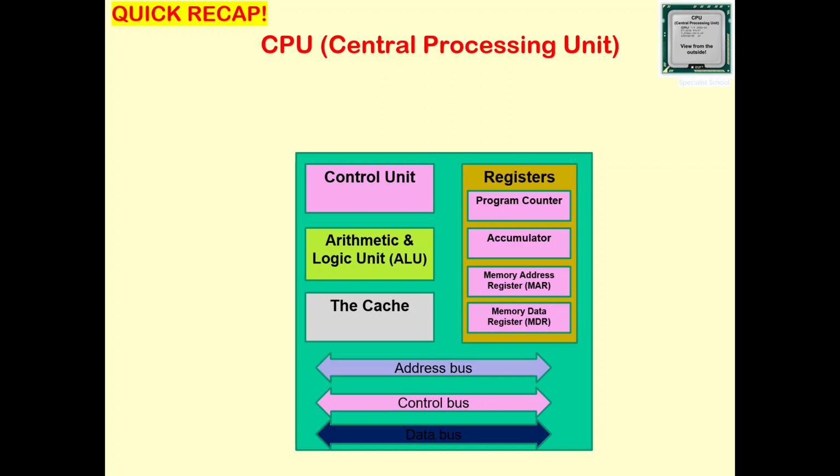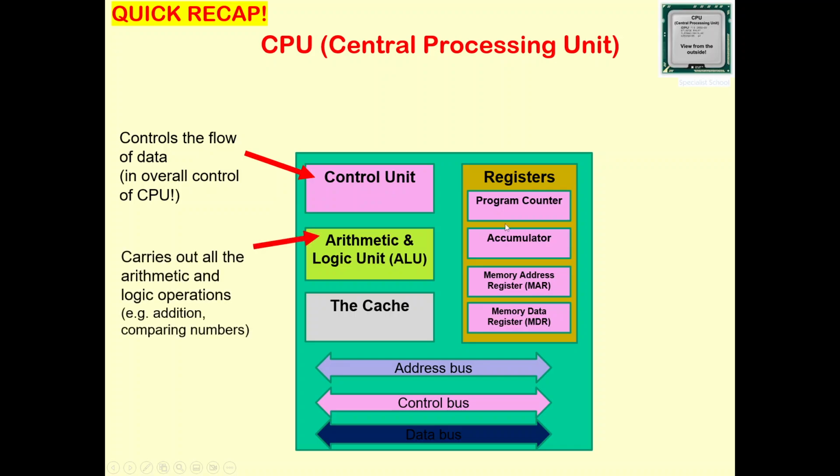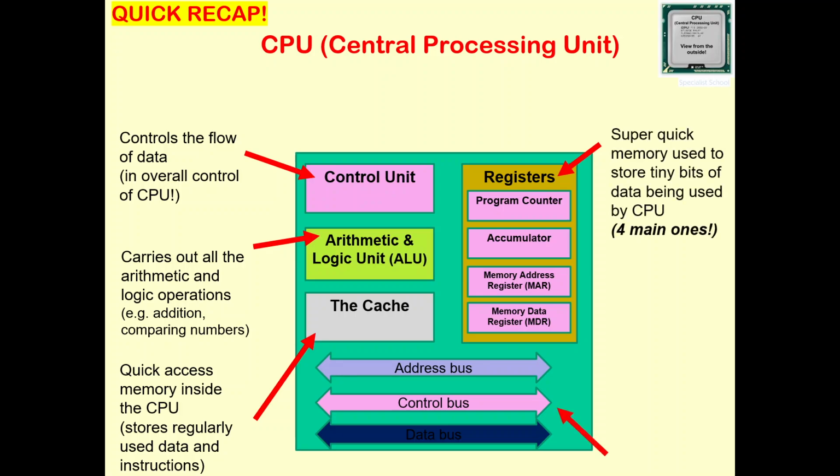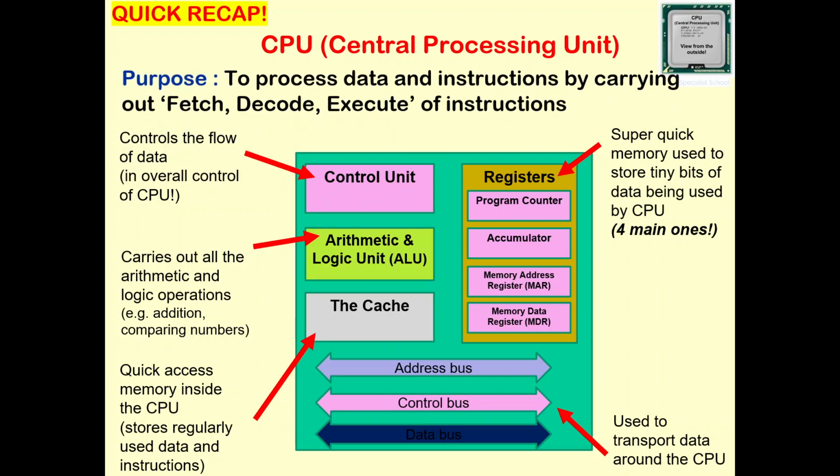Okay, quick recap just before we go into new stuff. Remember, we've been looking at the CPU. The CPU is made up of different parts. You've got the control unit, which controls the flow of data. We've got the arithmetic logic unit that carries out all the mathematical and logical operations. We've got the cache, which stores quick access memory, stores regularly used data. And we've got the registers that store tiny bits of data. And also the buses that transport the data around the CPU. And remember, the purpose of the CPU, if you get asked in the exam, is to process data and instructions. And it does that by carrying out the fetch, decode, execute cycle of instructions.